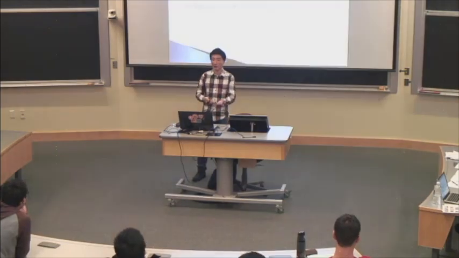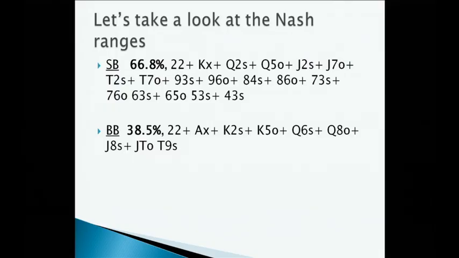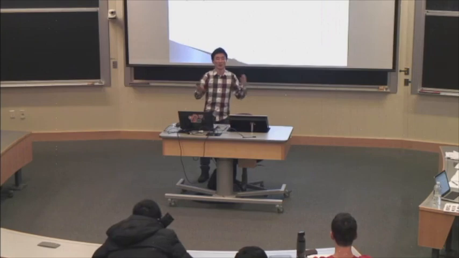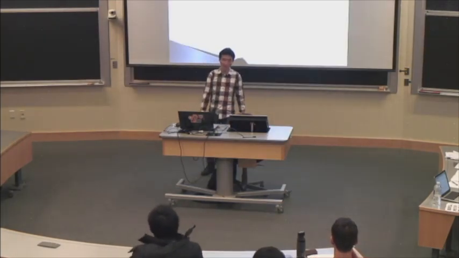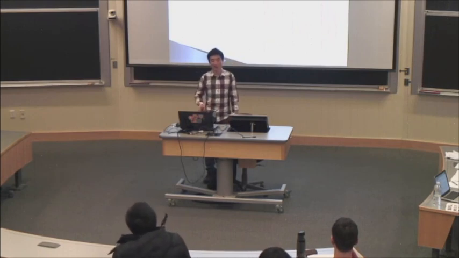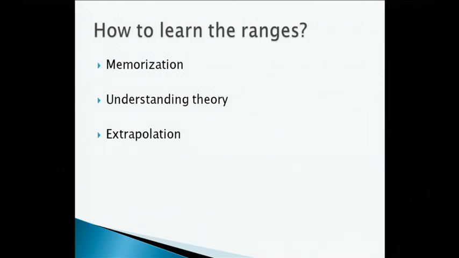So now you can ask me, how do we learn these ranges? I showed you the Nash range for one specific situation, but the situations you can enumerate are going to be a lot. I showed you small blind versus big blind with 15 big blinds, but what if it's 14 big blinds? What if it's 13 big blinds? What if it's 10 big blinds with no ante? So essentially it's a combination of memorization, understanding theory, and then extrapolation and interpolation.